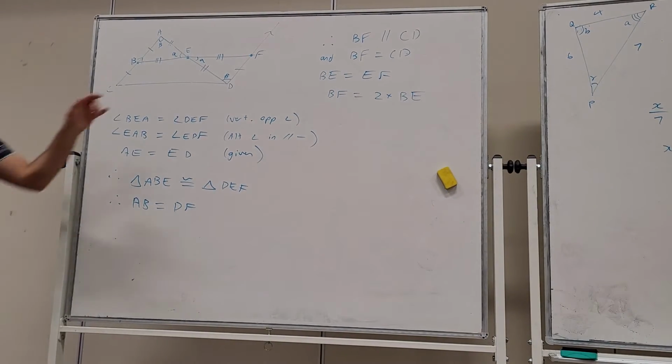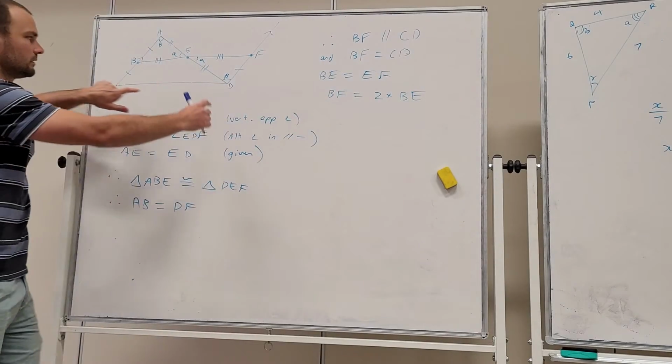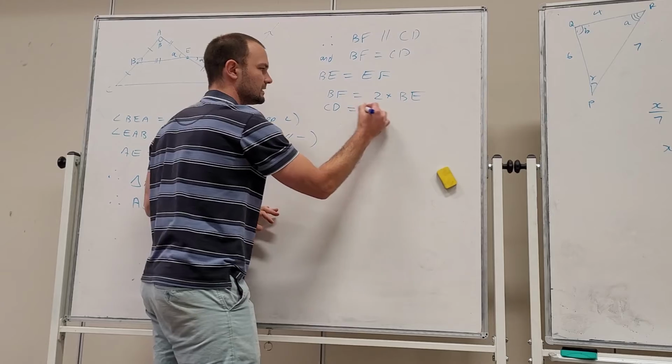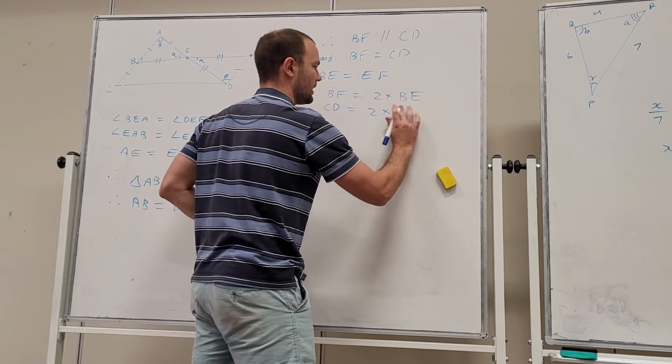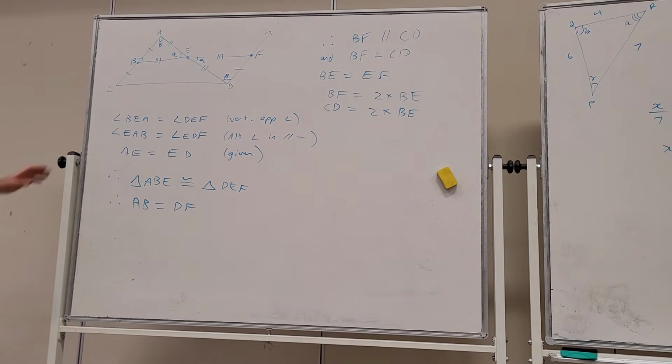And we know as well that BF is actually equal to length CD. That this length here and this length here are equal. So that means CD is equal to 2 times BE. Okay, so this is probably one of our most complex proofs. All right, so let's just talk through it really quickly.